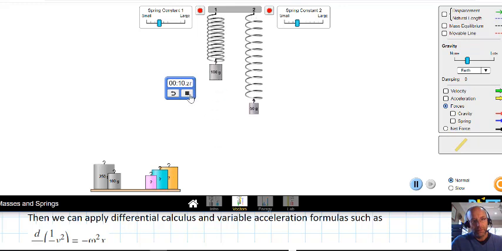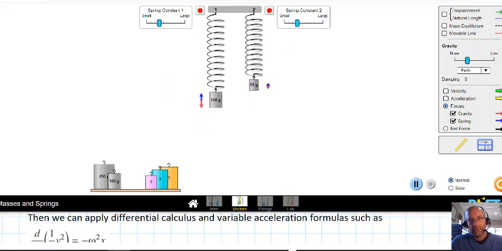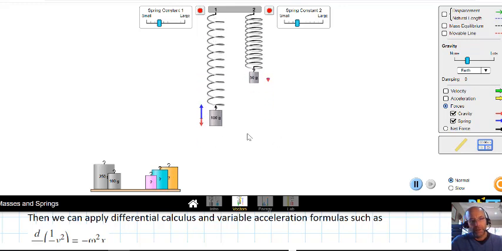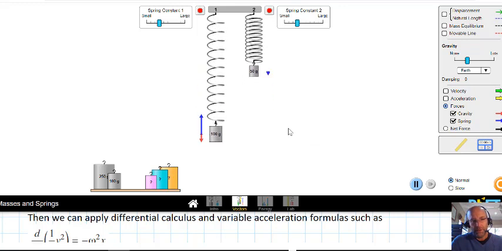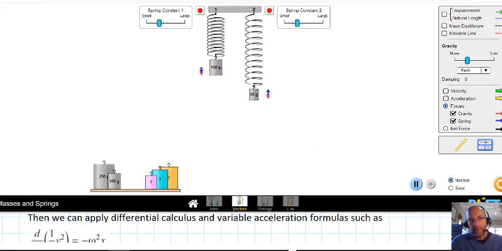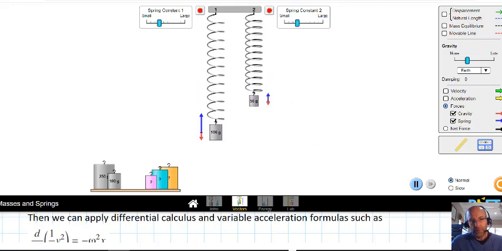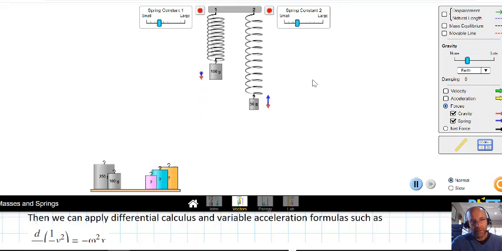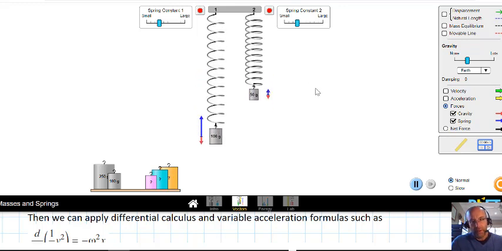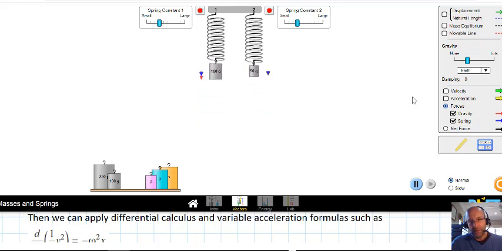1, 2, 3, 4, 5, 6, 7, 8, 9, 10, 11, 12. So yes, that was less than last time. I've just added a couple of vectors on there. So we've got gravity, the weight, pulling down, and the restoring force pulling up, and you can see that they oppose each other. So when one increases, the other increases in kind.